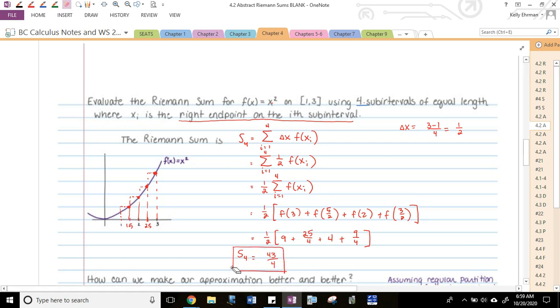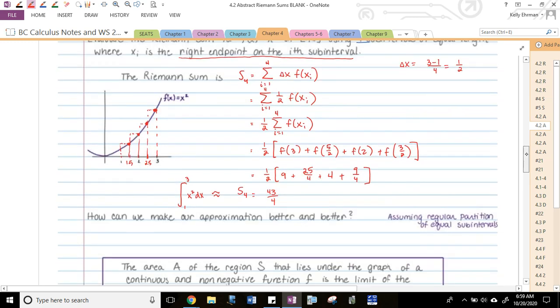Now, remember, one thing I want to add to this before I box it in. That's the Riemann sum. Is this the exact area under the curve? No. This is the approximation for the area from 1 to 3 of x squared dx. It's approximately equal to the Riemann sum of 4 terms, which is 43 over 4. And I know that that is overshooting the area because I can see in my picture that that's giving me more area than what I have under the curve.